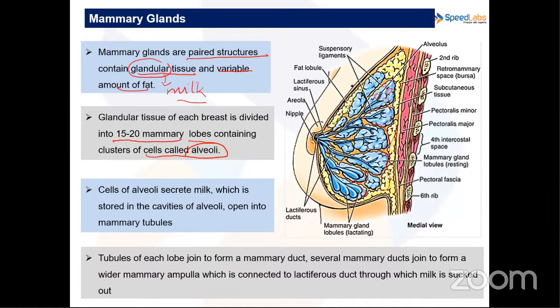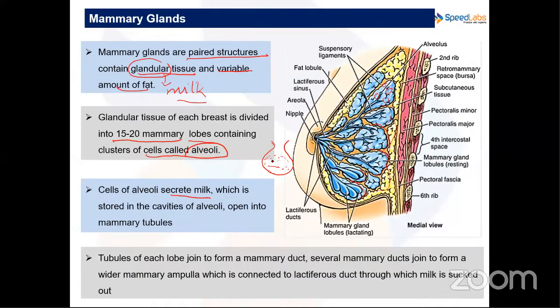And what is the function of the alveolus? The cells of the alveolus secrete milk. And this milk is stored in the cavities of the alveolus. For example, if this is one alveolus magnified, you will have milk which is being produced inside the alveolus and stored in the alveolus.